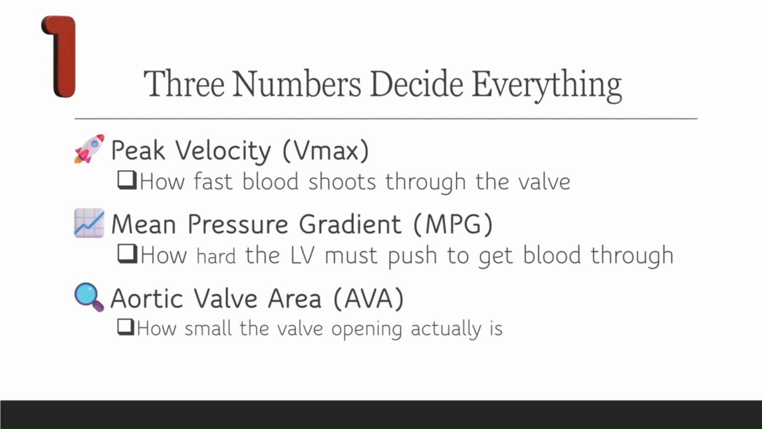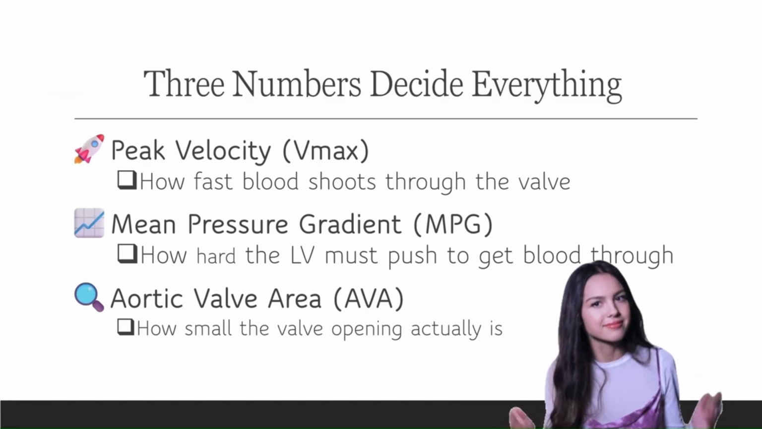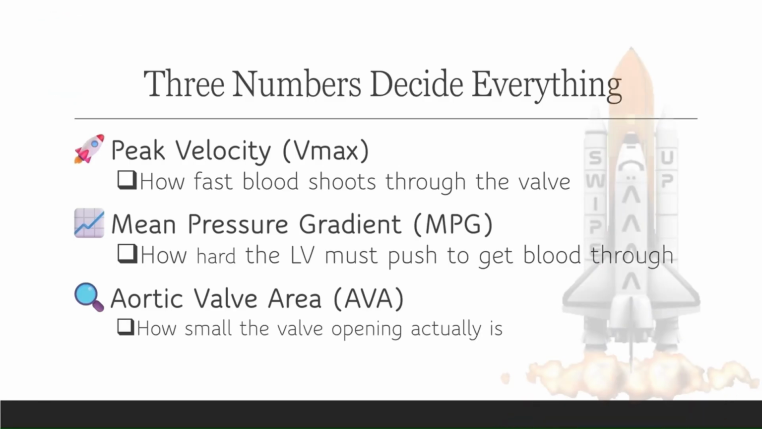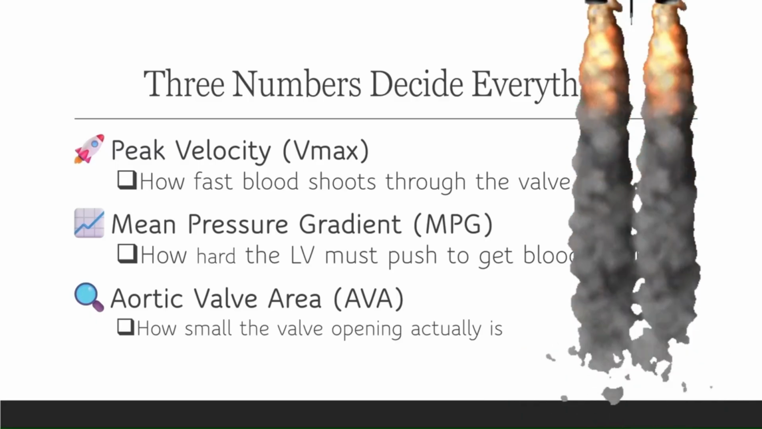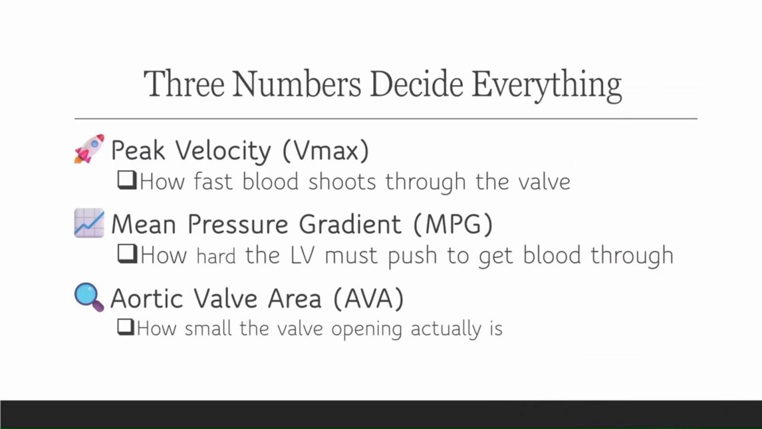One, V for velocity. How fast is the blood being forced through the valve? As the valve narrows, blood has to move faster to get through it. Higher velocity tells us the valve is more obstructed.